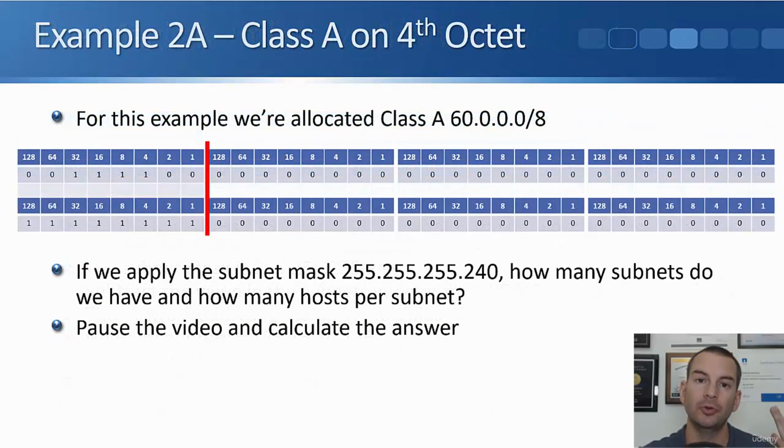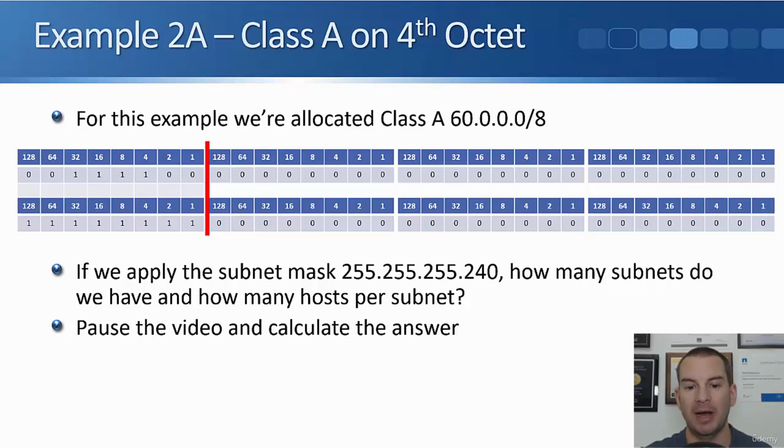Okay, let's move on to another example. So this example now will do a class A where we're going to subnet on the 4th octet. The previous example we just did was a class B on the 4th octet. This is going to be a class A on the 4th octet. And here we've been allocated 60.0.0.0/8.